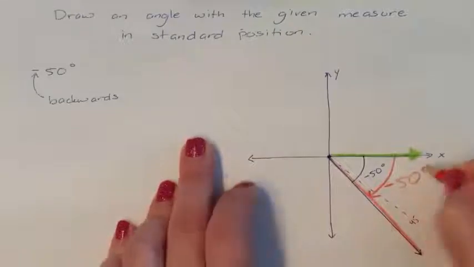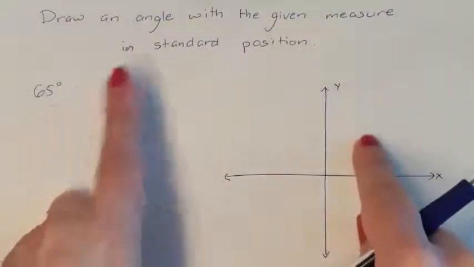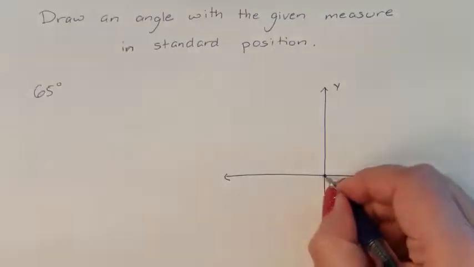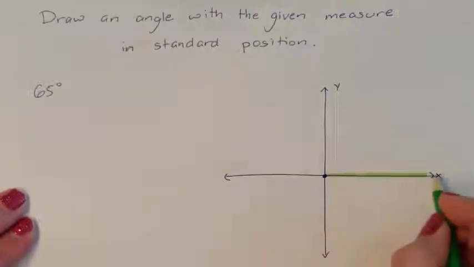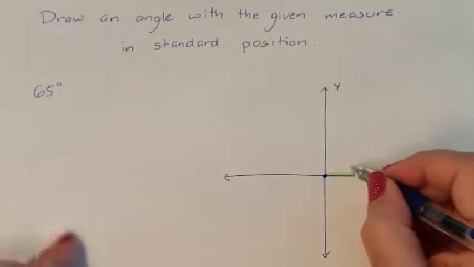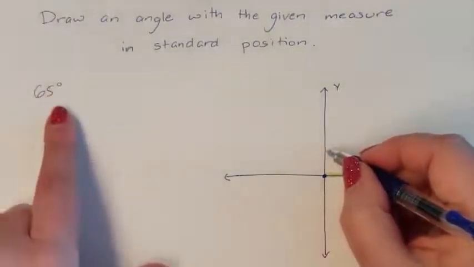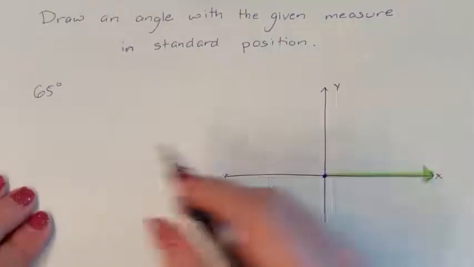So now I'm being asked to draw the angle, 65 degrees, on this XY plane in standard position, which meant the vertex needs to be right here at the origin, and my initial side is going to be right here on the positive x-axis. Now I need to go 65 degrees. If I went a full quarter turn, I would have been at 90, which is too big. So I know that my terminal side has to live in this first quadrant.